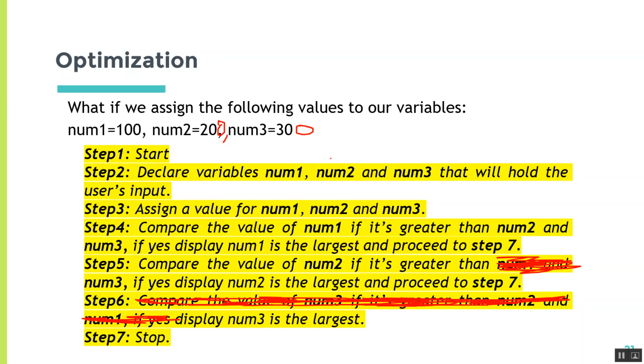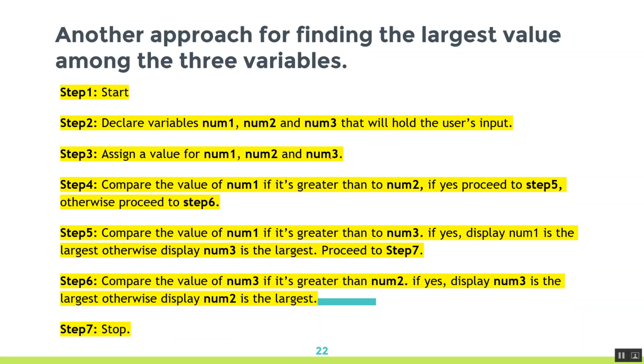Next, here's another approach for finding the largest value among the three different variables. Again, class, as I have said in our definition of algorithm, it can be done in many ways. Meaning, one problem can be solved in many different ways using algorithms. Here's another solution for that kind of problem.